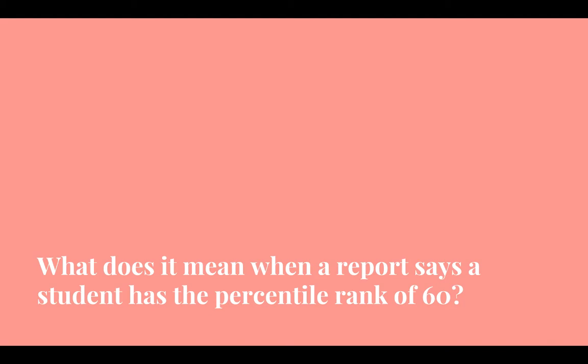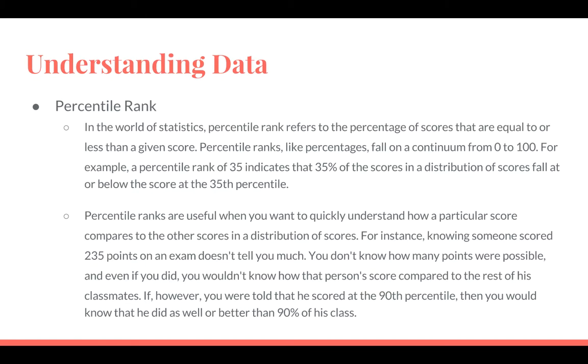As a common measurement score for multiple tests, it is important to take the time to learn the true meaning of percentile rank and how it differs from straight percentages. In the world of statistics, percentile rank refers to the percentage of scores that are equal to or less than a given score. Percentile ranks, like percentages, fall on a continuum of 0 to 100. For example, a percentile rank of 35 indicates that 35% of the scores in the distribution of scores fall at or below the score of the 35th percentile.